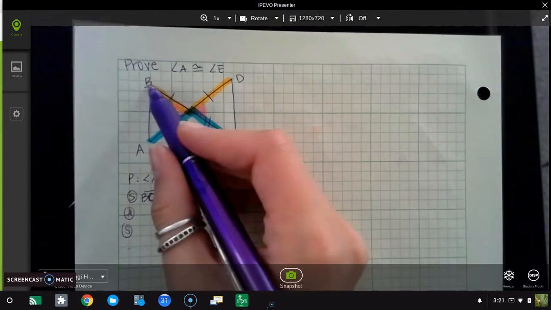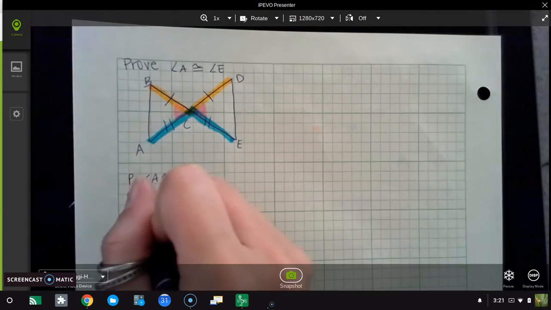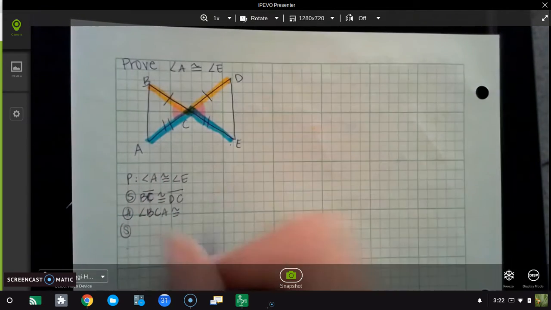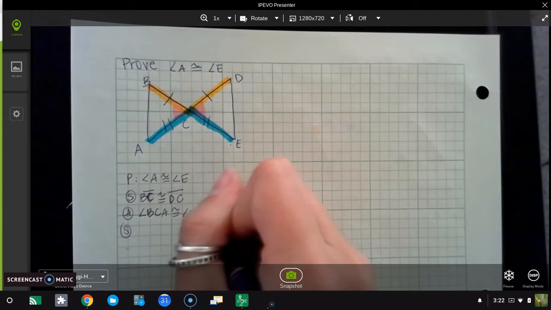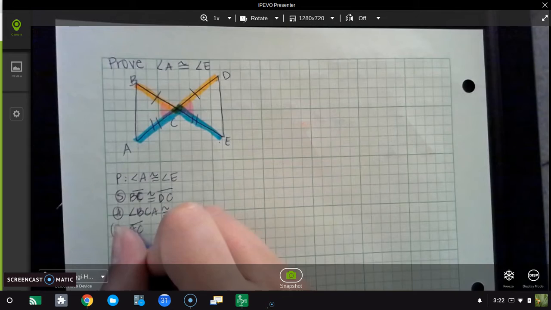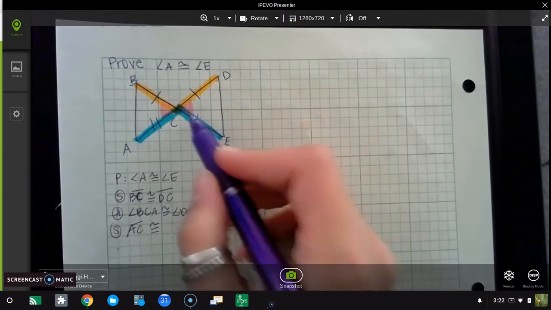My angle, angle BCA, is congruent to angle DCE. And my last side, AC, is congruent to EC.